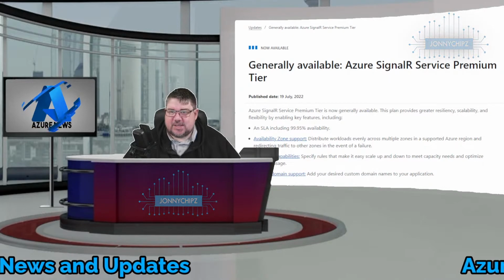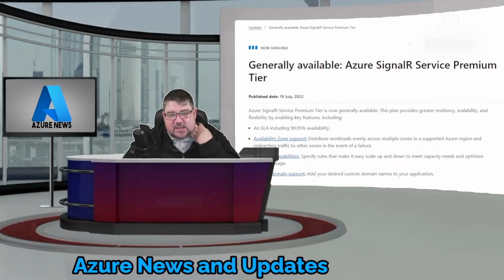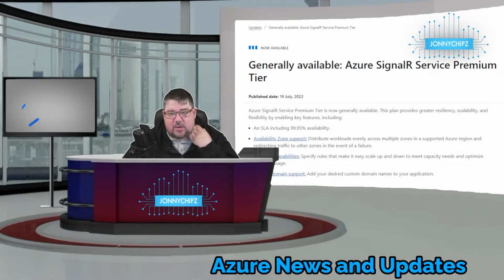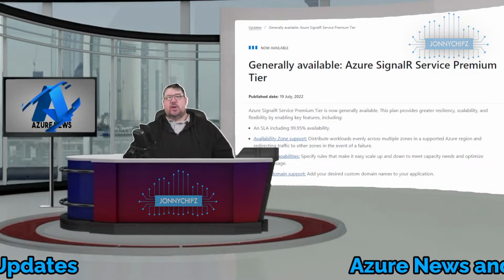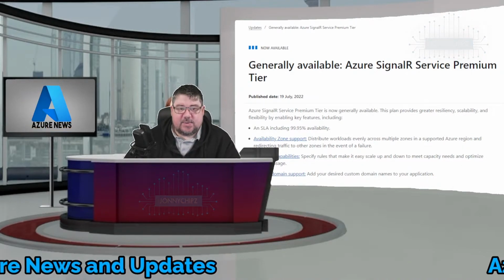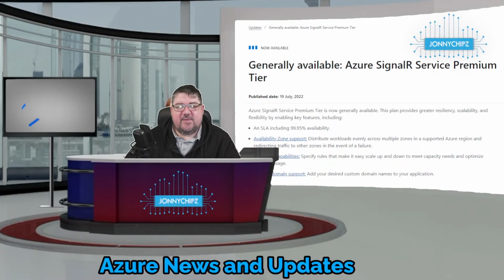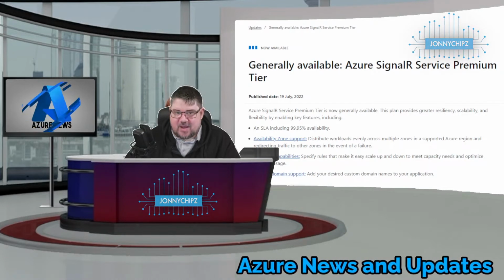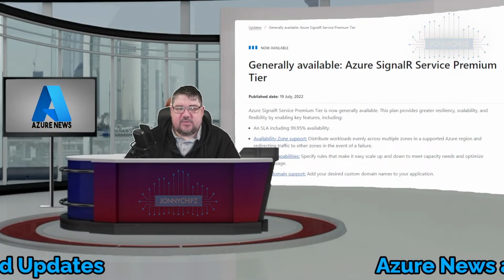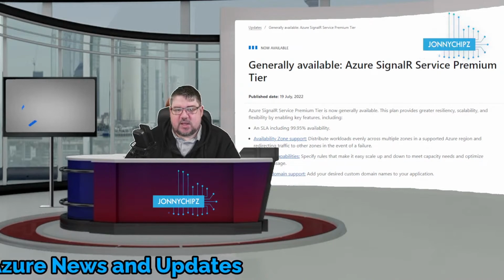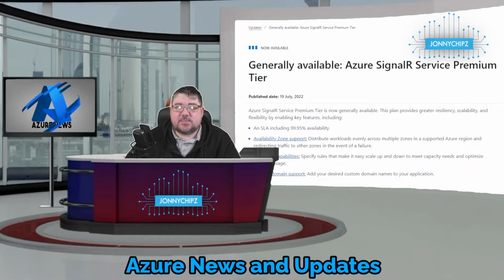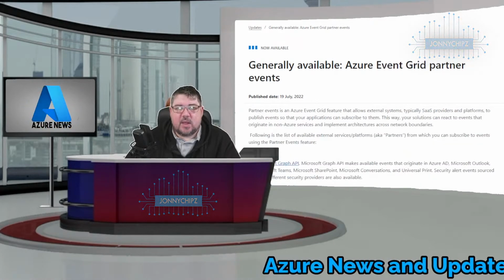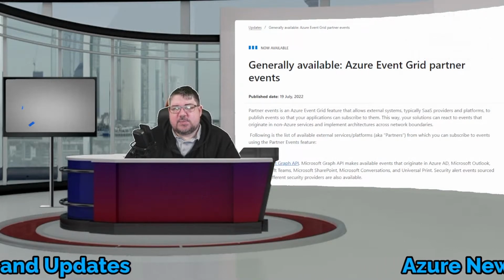Generally available, Azure SignalR Service has got a premium tier, so that premium tier is now generally available, and it provides, as you might expect, greater resiliency, scalability, and flexibility by enabling key features such as 99.95 availability. There's availability zone support, there's auto-scale capabilities, and custom domain support now as well on that premium tier. Great to see. More GA announcements.